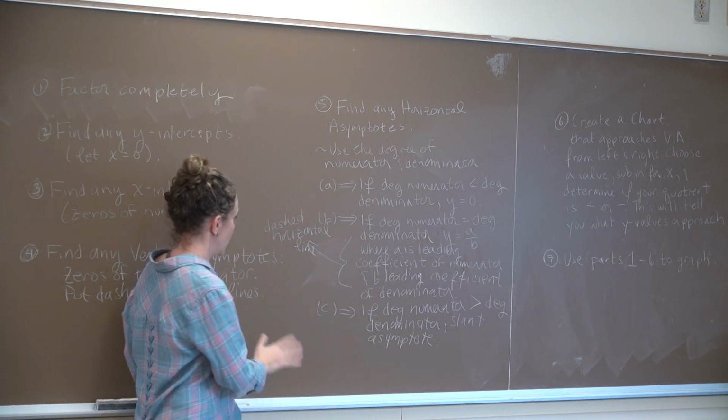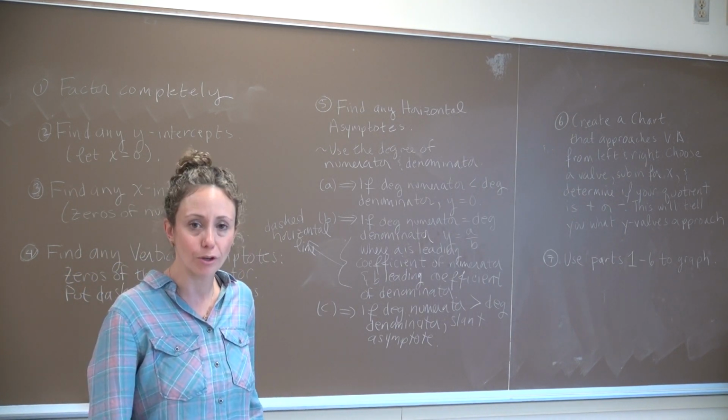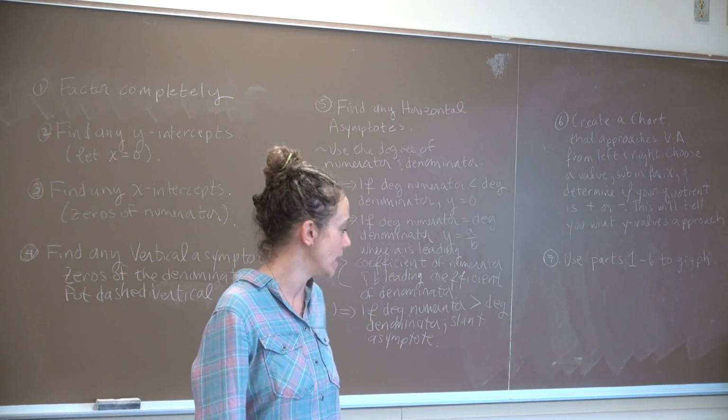Now keep in mind, once again, that we can cross over horizontal asymptotes. We cannot cross over vertical asymptotes, and that's going to become important in a few minutes.